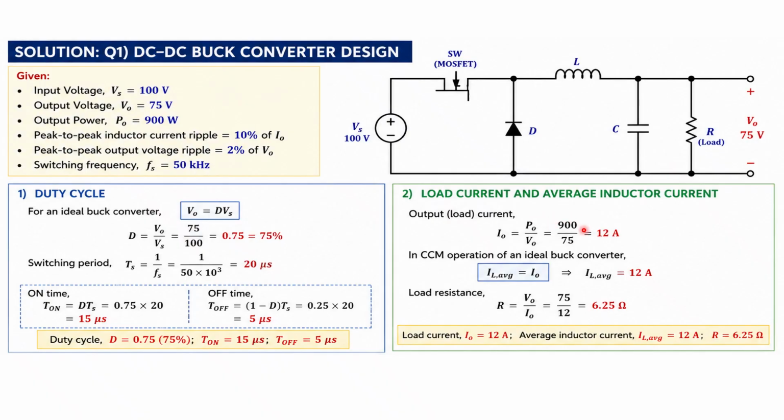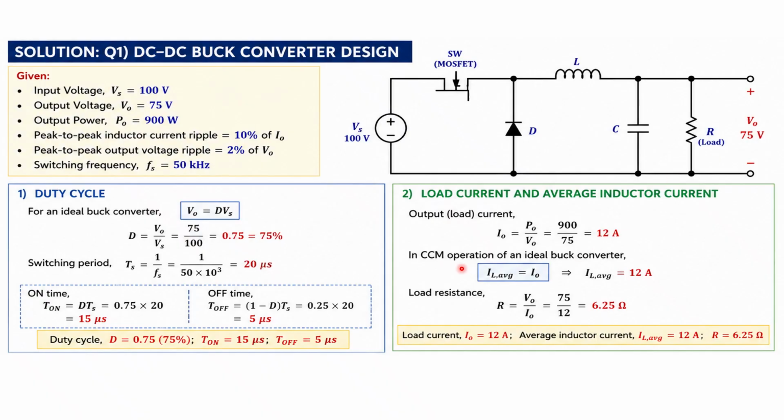Power is 900 watt upon V naught. Voltage across the load is 75 volt. So 900 upon 75, the answer is 12 ampere. So 12 ampere is the current flowing through the load resistor.